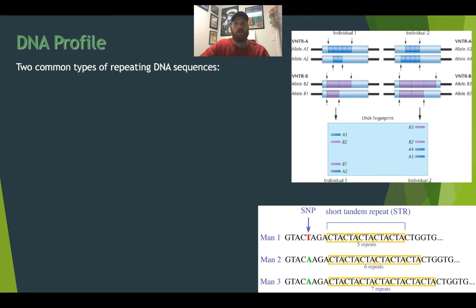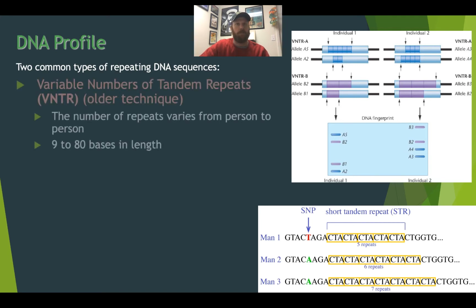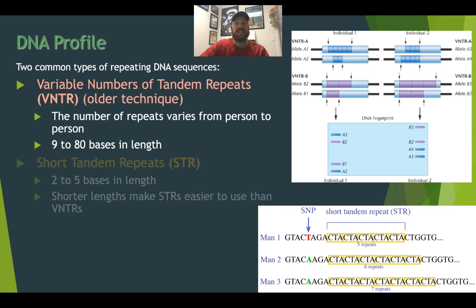For right now, we are going to focus on variable numbers of tandem repeats, or VNTR, which is the older method of creating a DNA fingerprint. We will discuss the more current method of DNA analysis, short tandem repeats, or STR, in more detail at a later time. Remember that DNA is composed of a specific order of the nitrogen bases: adenine, thymine, guanine, and cytosine.